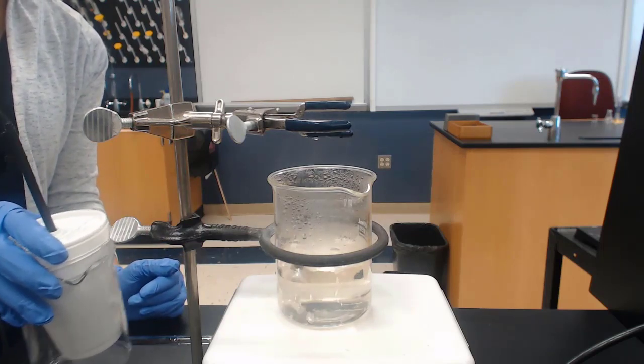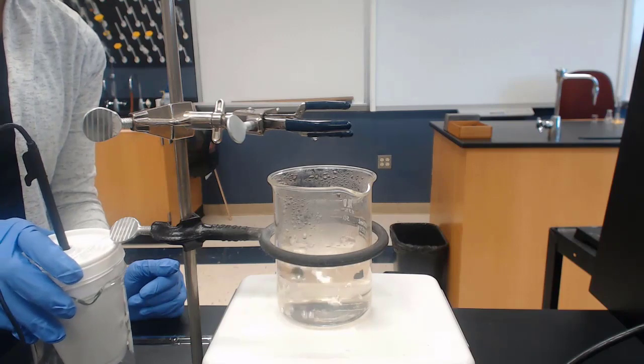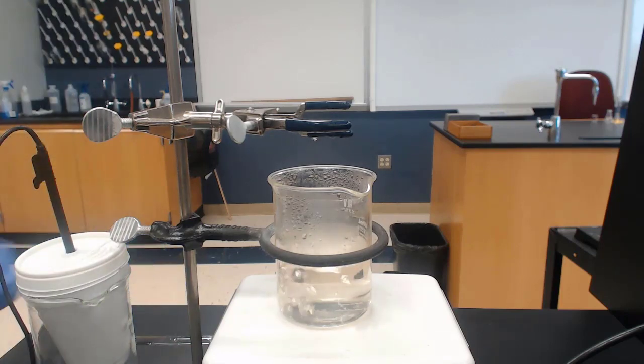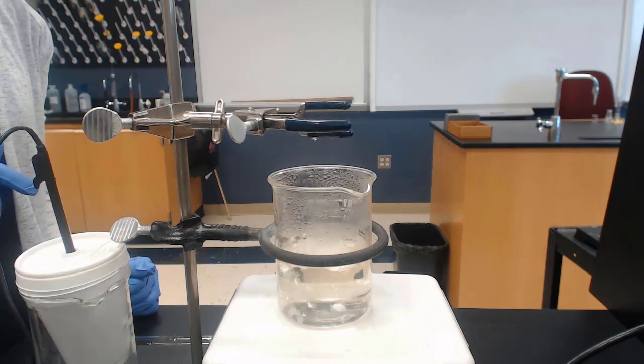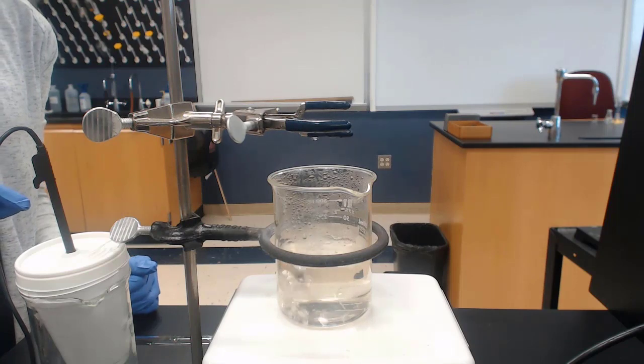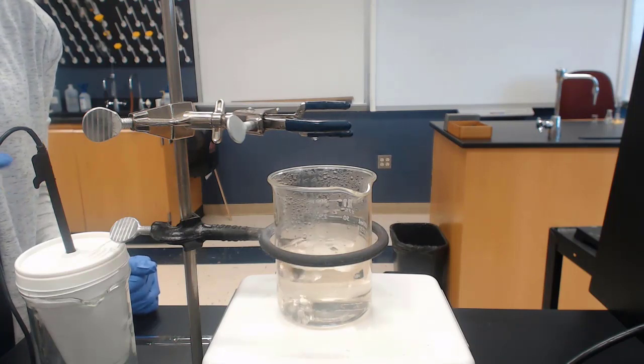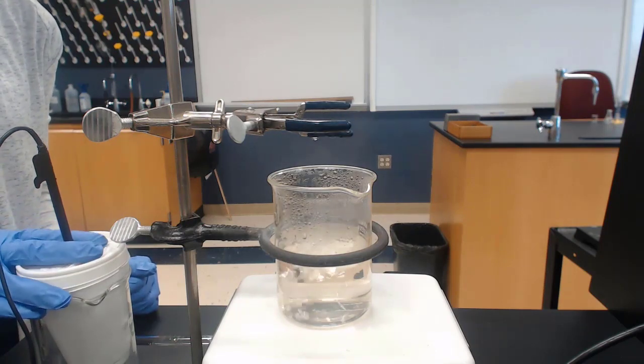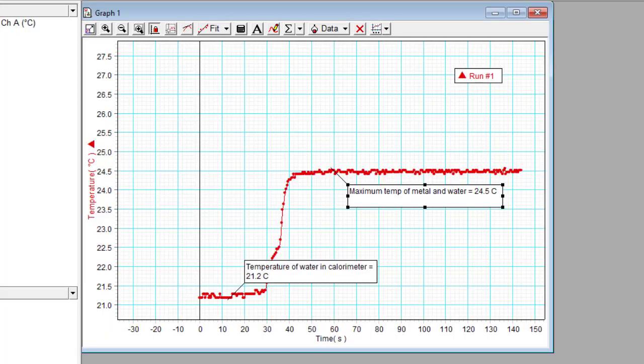I'm going to continue measuring the temperature of the water until it plateaus at its highest mark, because when it reaches its maximum, that's the end final temperature. That'll be the final temperature for the metal and the water. So using the graph, you will get the initial temperature of the water, and you will get the final temperature of both the water and the metal.